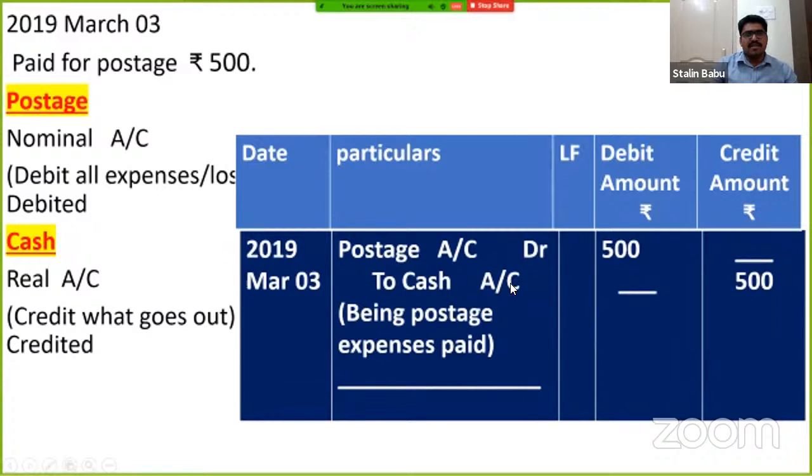What is the amount? 500. Write 500 in debit amount column against debit account and write 500 in credit amount column against credit account. What is the narration? Being postage expenses paid. Write a straight line in particulars column.